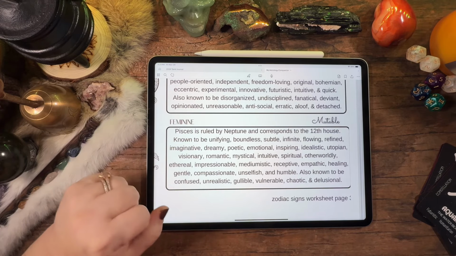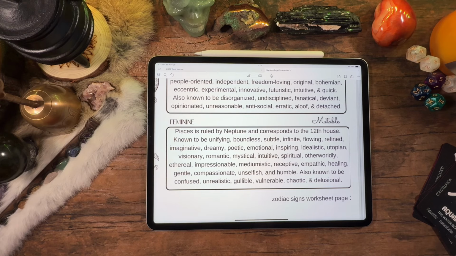Pisces is ruled by Neptune and corresponds to the 12th house, known to be unifying, boundless, subtle, infinite, flowing, refined, imaginative, dreamy, poetic, emotional, inspiring, idealistic, utopian, visionary, romantic, mystical, intuitive, spiritual, otherworldly, ethereal, impressionable, mediumistic, receptive, empathic, healing, gentle, compassionate, unselfish, and humble. Also known to be confused, unrealistic, gullible, vulnerable, chaotic, and delusional.